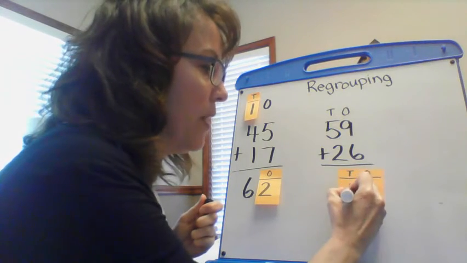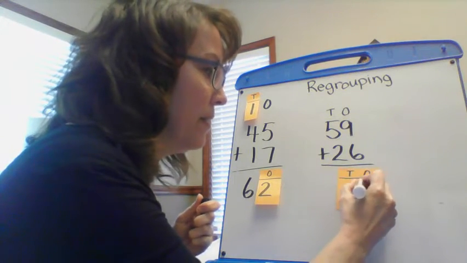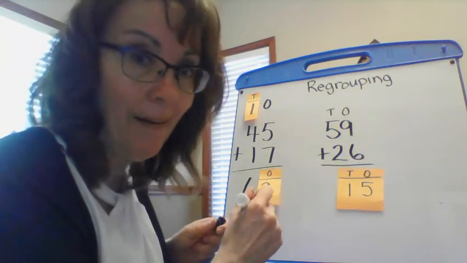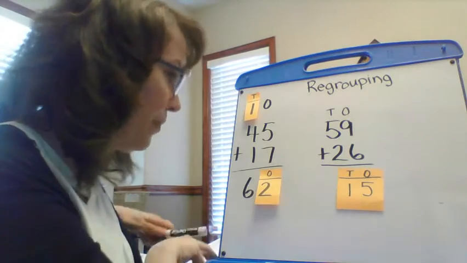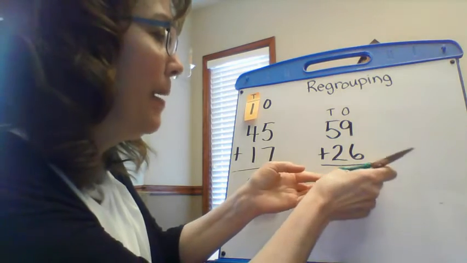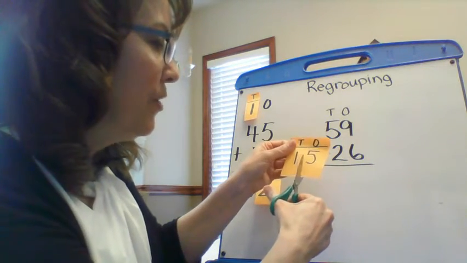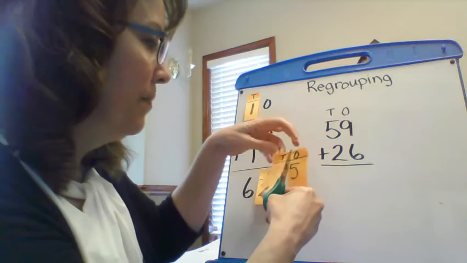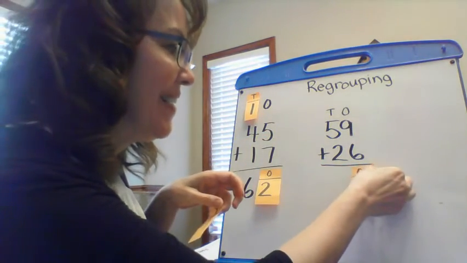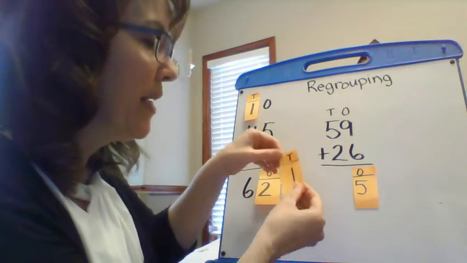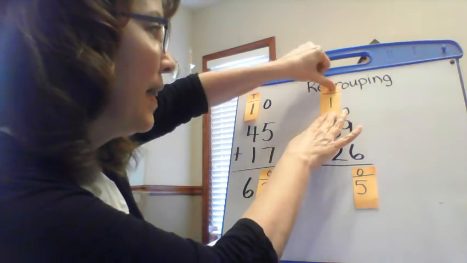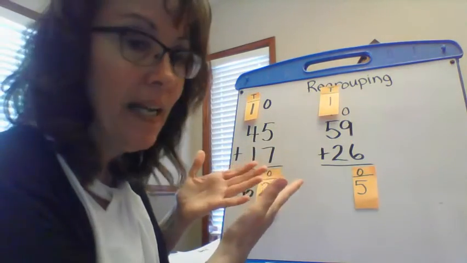15 is made up of 1 group of 10 and 5 ones. But can I keep that 10 in the ones place? I cannot. So what I need to do is take my scissors again and I need to cut my number into tens and ones. Because 5 is in the ones place, it stays there. 5 ones. But I do need to take this group of 10 and I need to put it right here in the tens place.